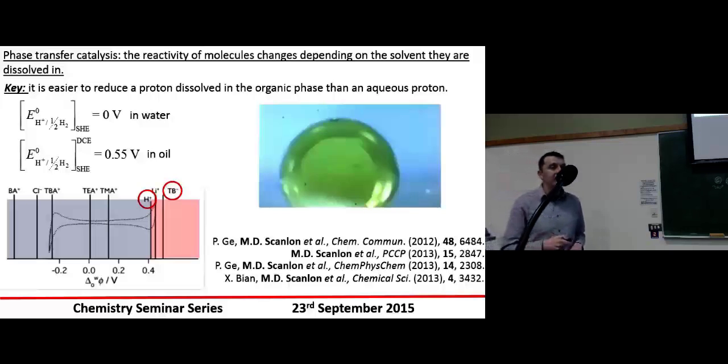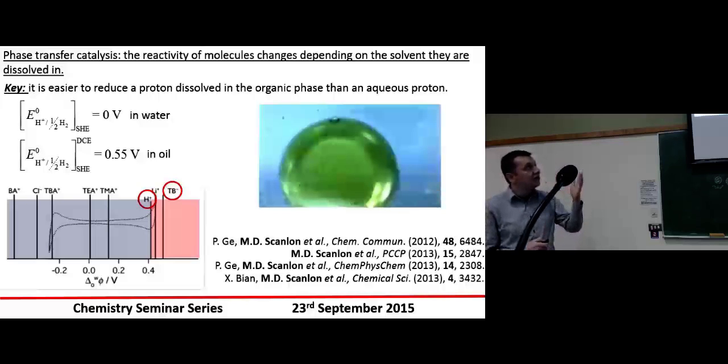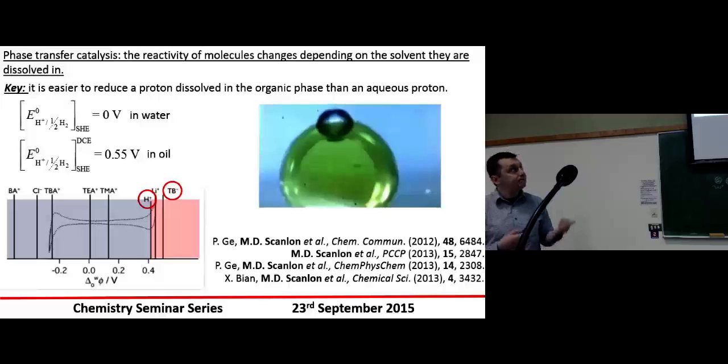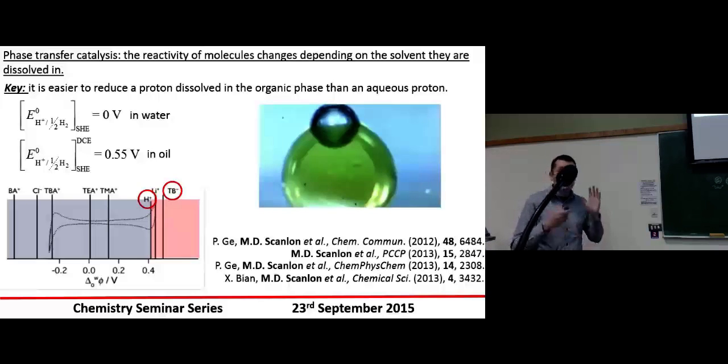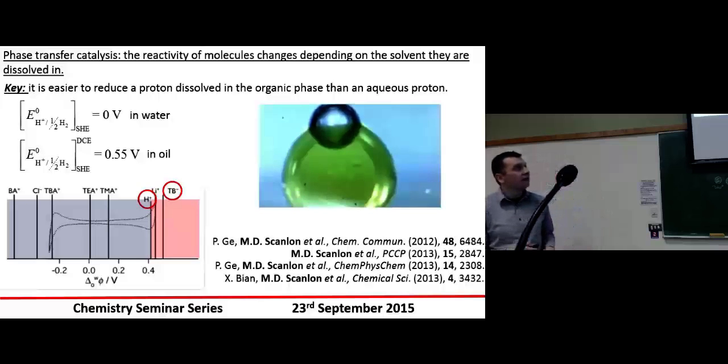The green thing here is decamethylferrocene. It's a reductant. It reduces a proton into hydrogen gas, but it can only reduce a proton in oil. It doesn't have enough reducing power to reduce the same proton in water. And magically, this is spontaneous: you start getting hydrogen evolved at the liquid-liquid interface, and the bubble is growing. Really it's a bulk reaction, and the hydrogen migrates to the interface, and the bubble keeps growing until eventually it pops up and you get hydrogen evolved. So that's all nice.